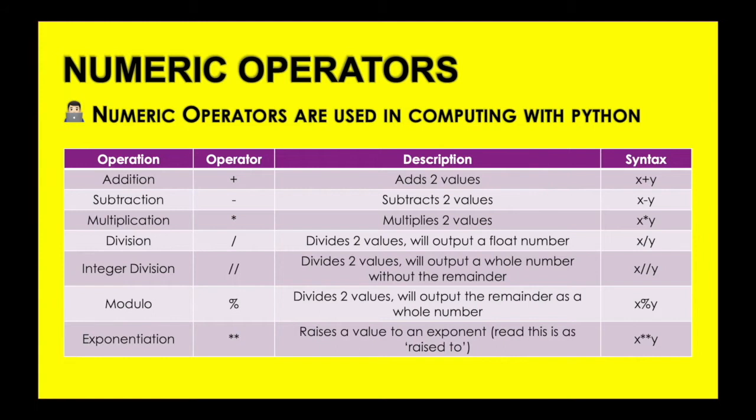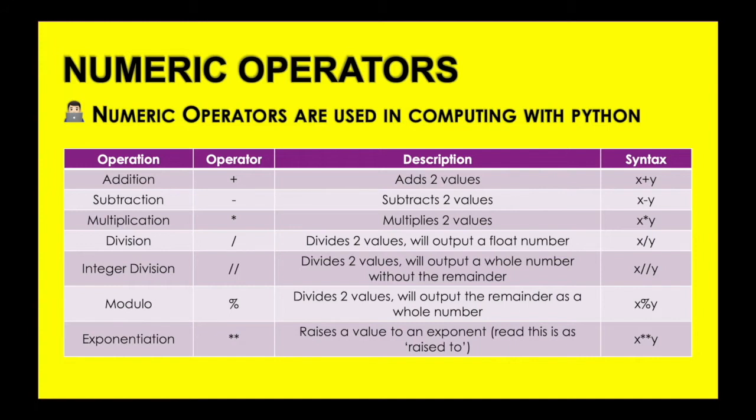For subtraction, the operator is the minus sign. This subtracts the two values, and the syntax is x minus y. This is just like our basic mathematics, but applied in programming. For the multiplication operation, our operator is an asterisk. This multiplies two values, and the syntax is x asterisk y.